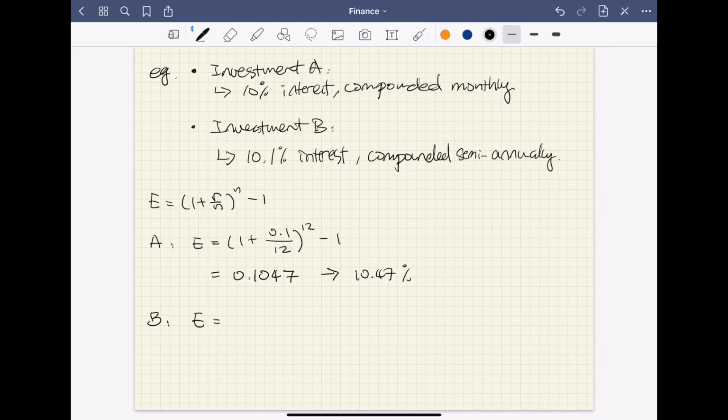Let's take a look at investment B. Plug into the formula. 1 plus 0.1 over, it's compounded semi-annually, so 2 times a year. And let's calculate that. It's equal to 0.1036. So this is 10.36%. 10.47 and 10.36. Which one is a better offer? The better offer will mean that the investment will give you a higher interest. So this one will be a better offer.